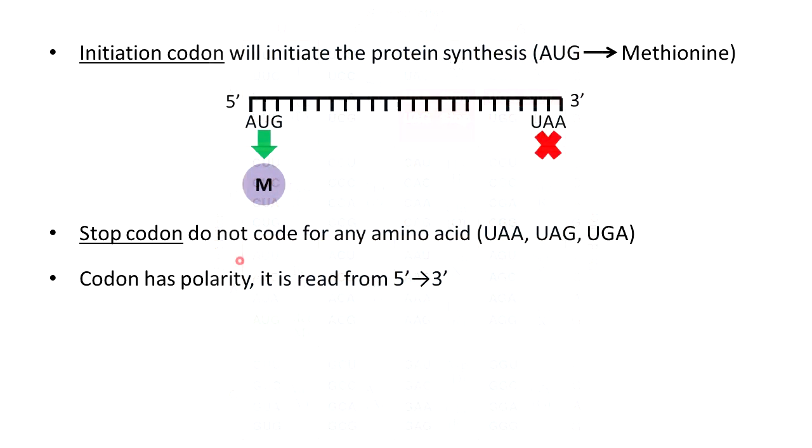Next is that the codon has polarity. It is read from 5' to 3'. So it always has a polarity. For example, if I take this AUG, this one will be the 5' and this one will be the 3'. So we will always read from 5' to 3'. Here also, again UAA, we will read this codon in the 5' to 3' direction and never from the 3' to 5' direction.